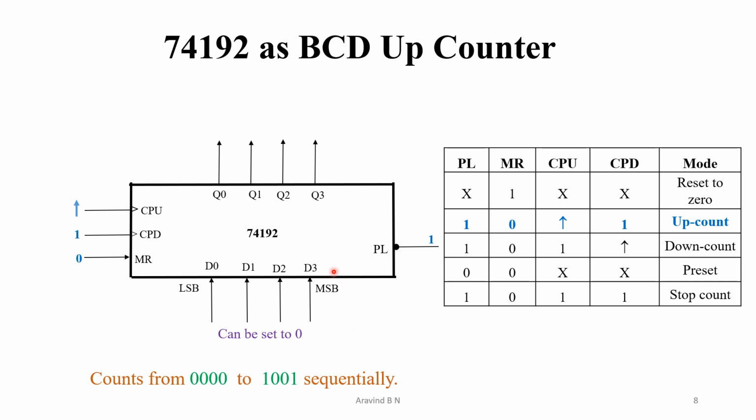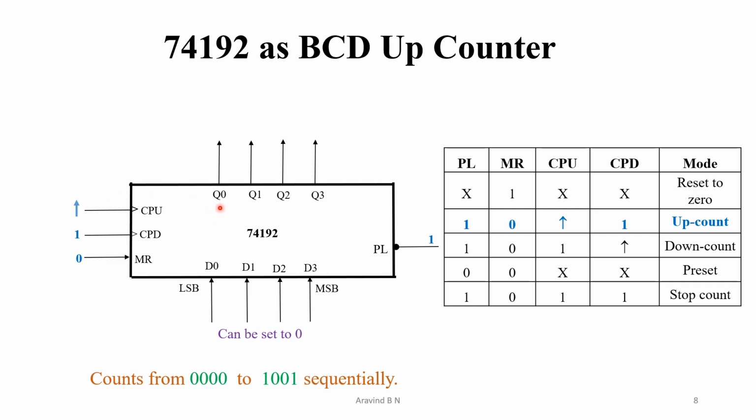For the sake of easiness with respect to the hardware configuration, we can leave it as open circuit, so that the number of connections reduces and it will look much simpler. But for the sake of continuous representation, I'm just keeping these values set to 0, or you can leave it as open circuit also, no problem. Still it is going to work correctly. Once again, PL is set equal to 1, master reset input is 0, CPD is connected to VCC or 1, then CPU is connected to the clock, and by default this is going to perform the upcount operation.